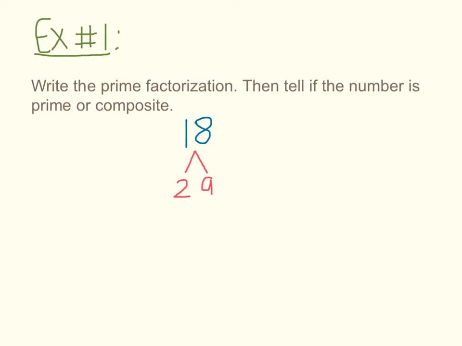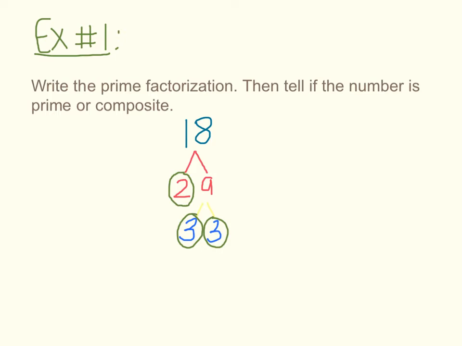is 18. And I know that 2 is one of those prime numbers, and it can't be broken down because it only has 2 times 1 as its factors. So I like to circle that. But 9 can be broken down. And 9 becomes 3 times 3. And we know that 3's are also prime numbers, so they can't be broken down. So we circle those. And now we're done because all of our numbers are broken down.